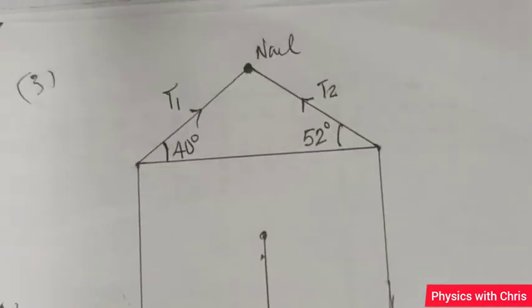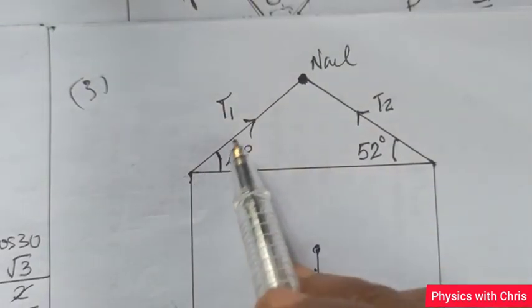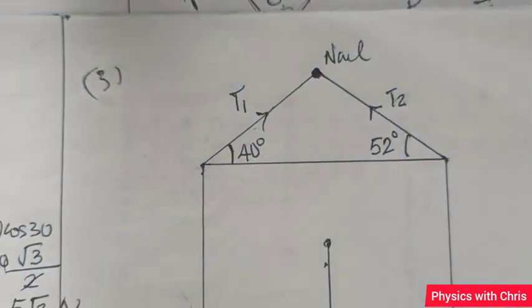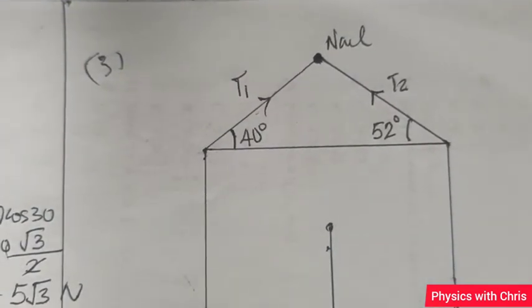And look at this case of a picture that is hanging on the wall by means of a string that passes over a nail. There's a nail here. And then we have to find the tension T1 and T2 in the string. I can see that the angle between each string is not the same, that is between the string and the horizontal.